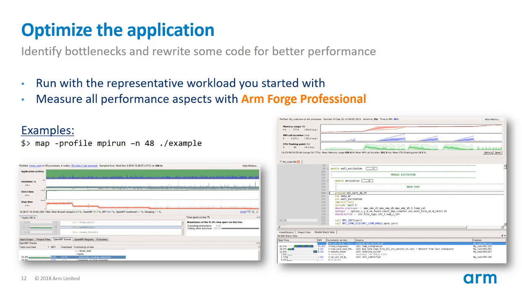And using MAP is extremely simple. Typically, you just put the word map in front of your application's command line and the program will do the rest. For example, I'm showing here how you might use the -profile flag to generate a MAP profile for an MPI parallel application with 48 ranks. This example application will run to completion, then write a file with a .map file extension that contains all the gathered performance data. And then you can use the MAP GUI to open the file or even use the MAP remote client to access the file on a remote system.